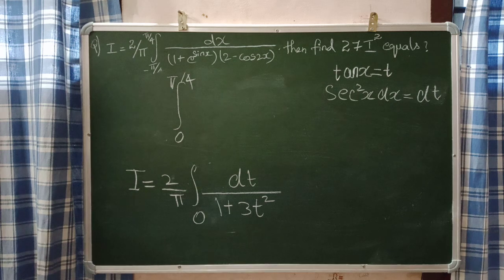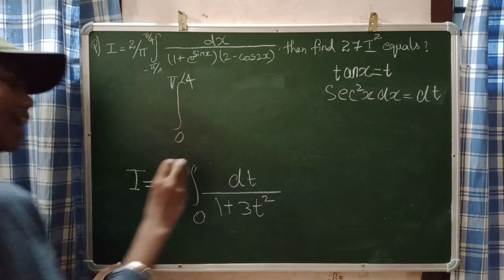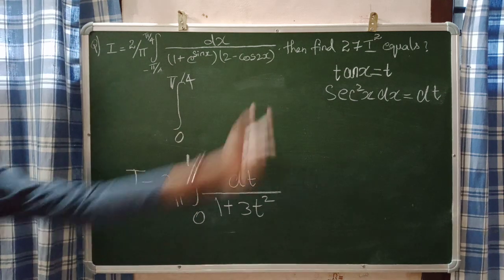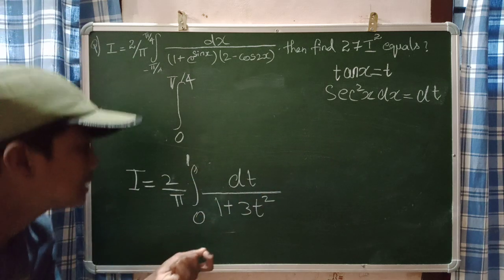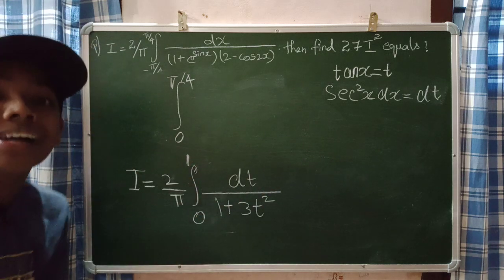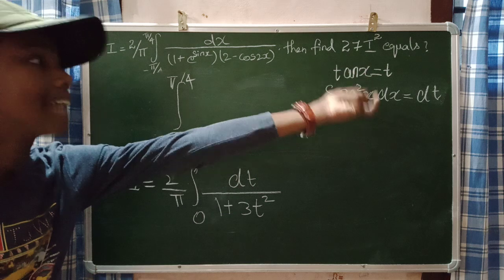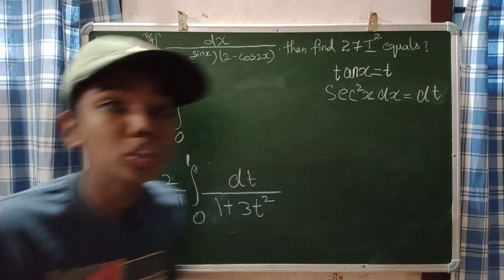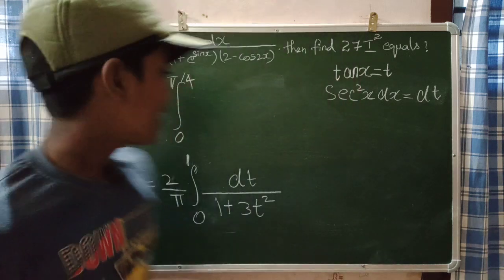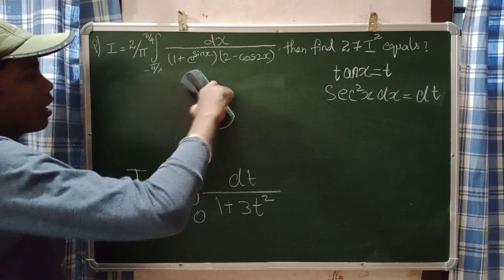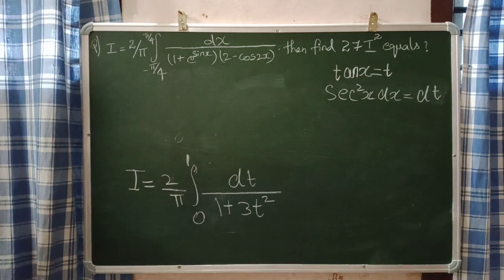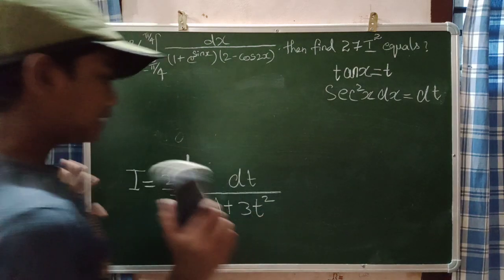Now for the upper limit, that would be tan of pi by 4. Tan of pi by 4 is 1. Correct, guys? I hope that makes it clear. Tan x is equal to t, so the limit takes t's value. Tan 0 is 0 here, and tan pi by 4 is 1 here. That's how you should choose the limits. This is to show how you might make the mistake in the exam. So when I put tan x as t, this is how your limits will change.